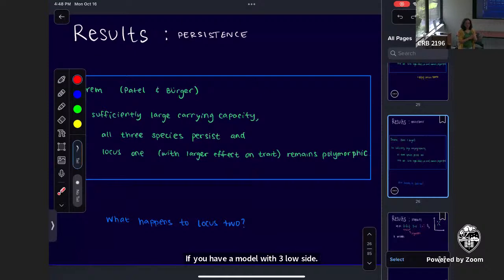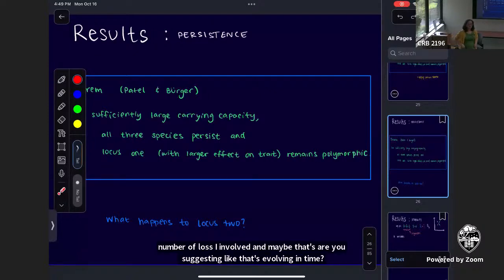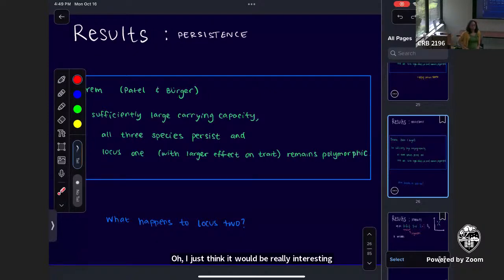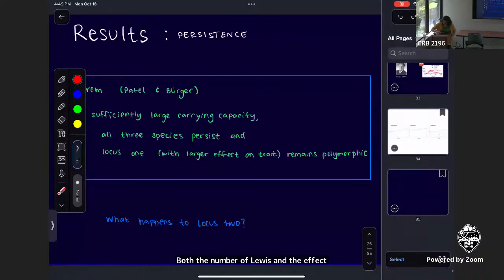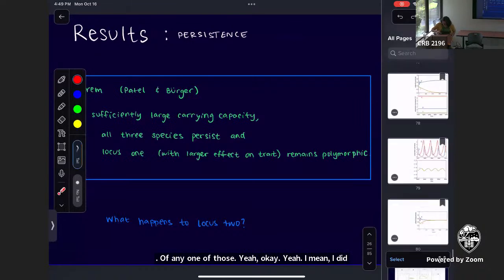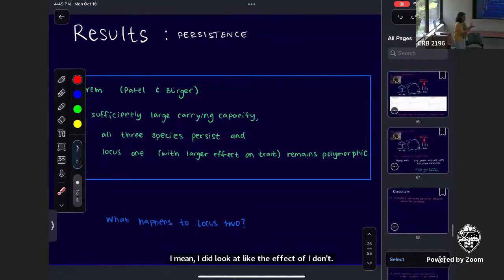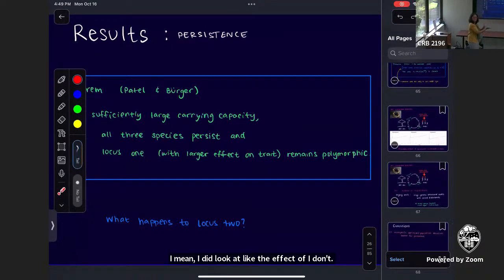And yeah, I haven't done it yet. And that kind of addresses your question, but I guess the other way is to actually model the number of loci involved, and maybe are you suggesting that's evolving in time? Oh, I just think it would be really interesting. They're 2 totally separate parameters, but I think they're both really interesting, both the number of loci and the effect of any one of those loci. Yeah, okay. I did look at the effect of loci versus the recombination. Let me see if I have it. I don't. But yeah, I can look at how much bigger is the effect of that one locus versus the recombination rate.